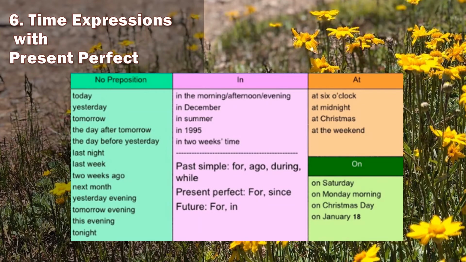Excellent, guys. So in this case, you can also use the present perfect with time expressions. You can combine it. For example, we have time expressions like today, yesterday, tomorrow, last night, last week, in the morning, in summer. Or also in past simple, you can use for, ago, during. It's important that you remember them. Also I have another video that I'm going to put here, so if you want to remember the time expressions, you can see this video.